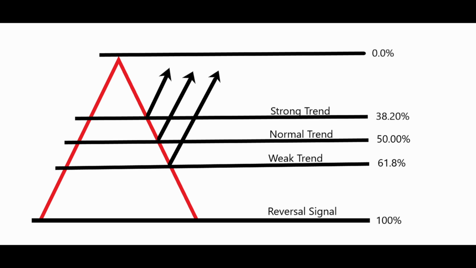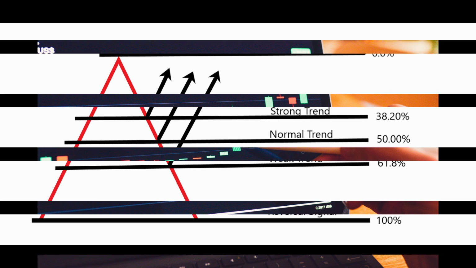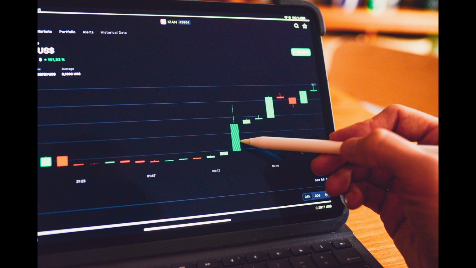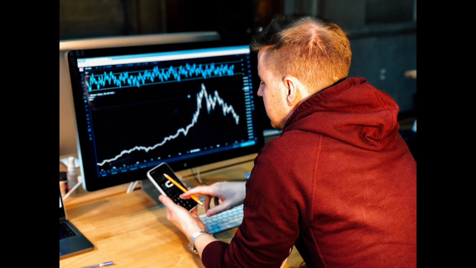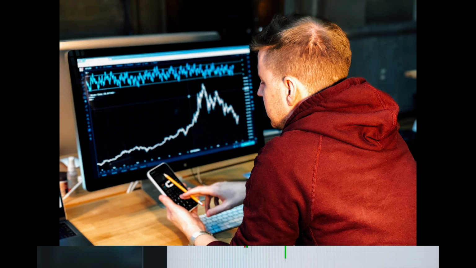The main levels are 23.6%, 38.2%, 61.8% and 78.6%. The Fibonacci retracement is derived from the Fibonacci sequence, which occurs in nature and mathematics, introduced by an Italian mathematician, Leonardo Pisano Bogallo. They are used in finance by traders when analyzing a price chart to determine potential turning points.